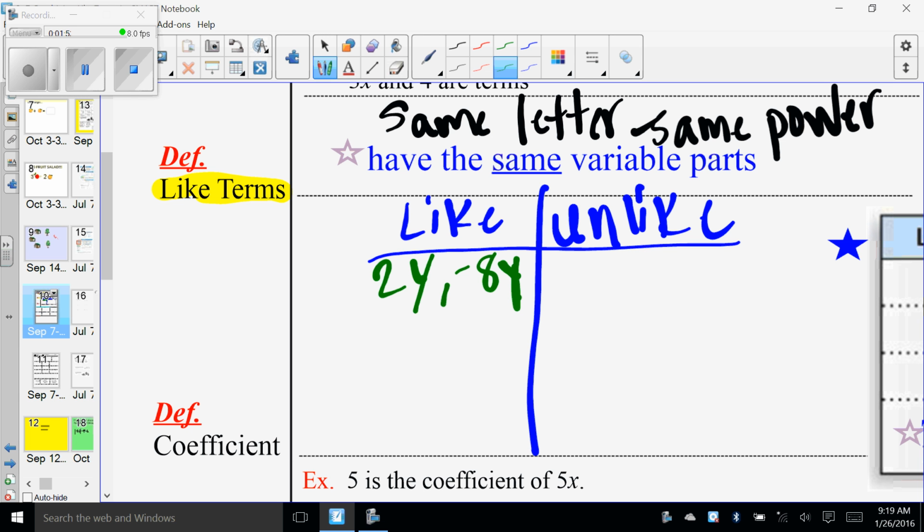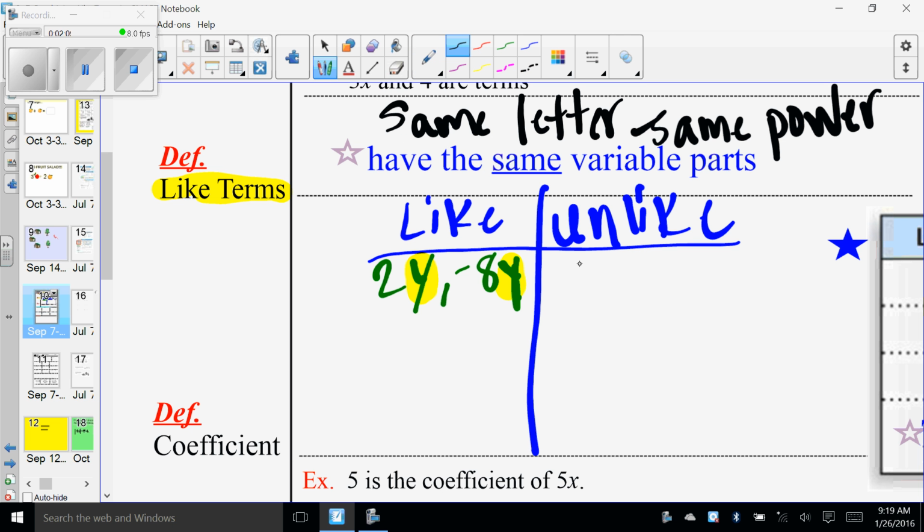We'll talk about that in a second. It's called a coefficient. But it doesn't matter what that is. It's about the variable and the power. So if I highlight, the variable is y. The power is 1. Y to the first power, y to the first power. Those are like terms.